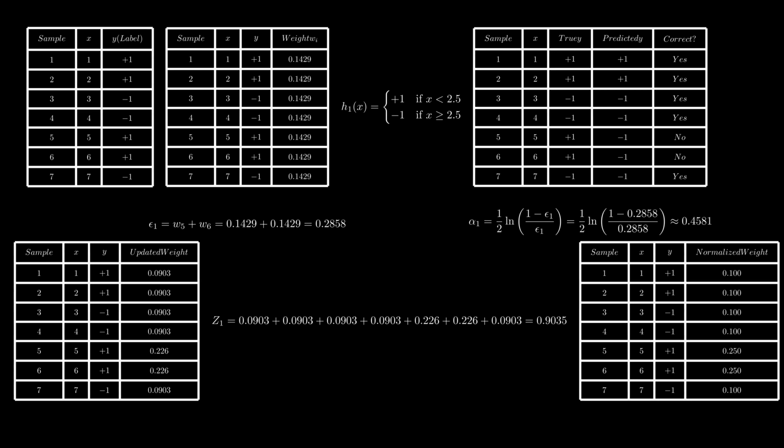We repeat this process for more weak learners, updating weights and computing alpha at each step. After training multiple weak learners, we combine them into a strong classifier. The final prediction is made by combining all weak learners using a weighted vote. If the sum is positive, we predict +1. If negative, we predict -1.